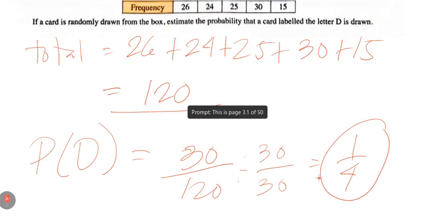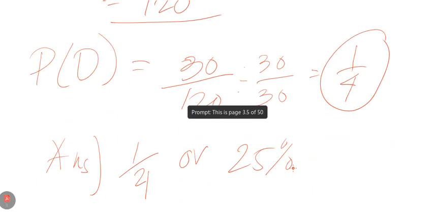So this is how we find the probability since we randomly draw the card with letter D first. Okay, so that would be for this one.